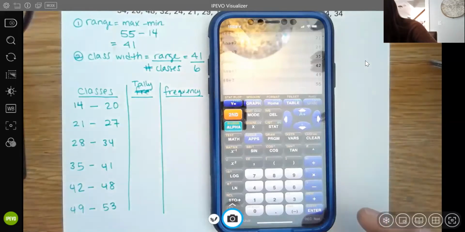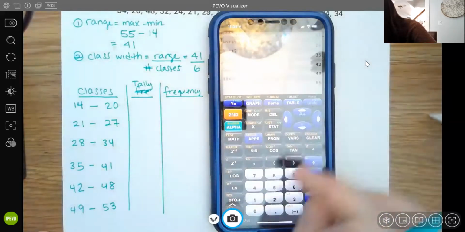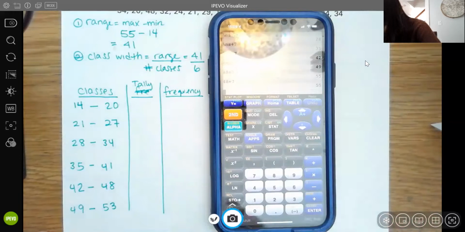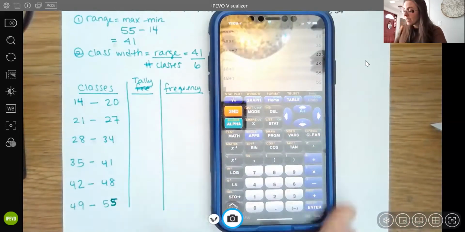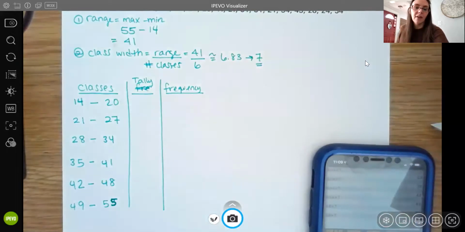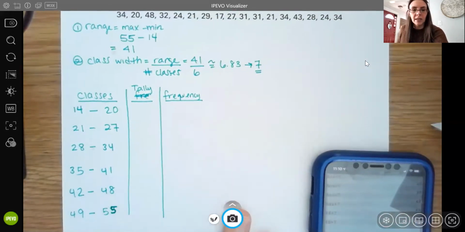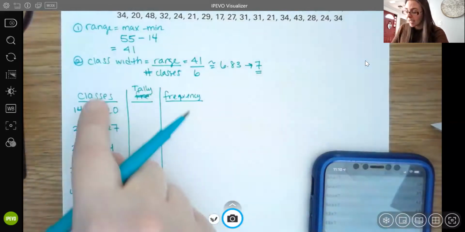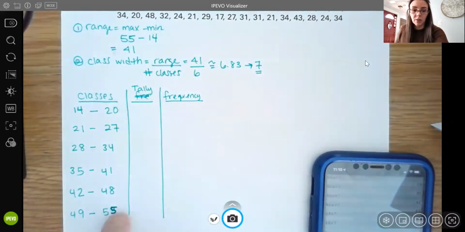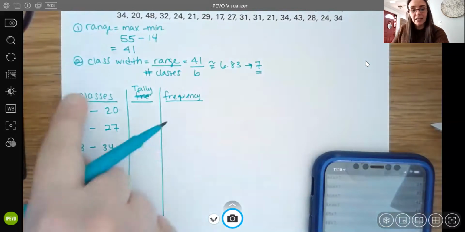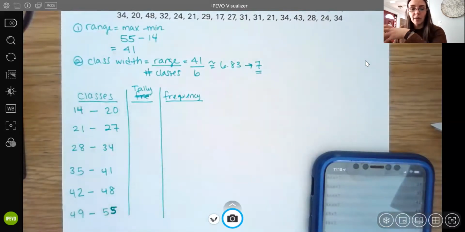Nope. Yeah, that doesn't look right. 48 plus 7. Sorry, 55. That looks better. Okay. Now, the next thing I'm going to do before I move on is make sure all my values are accounted for. And that's kind of why I said something didn't look right. I knew I added wrong because my highest value is 55. That needs to fit here somewhere. So if this was a 53, potentially I did something wrong, or maybe I should make my class width a 6 instead. So you can tweak. If you find that it's not working out, you can tweak a little bit.